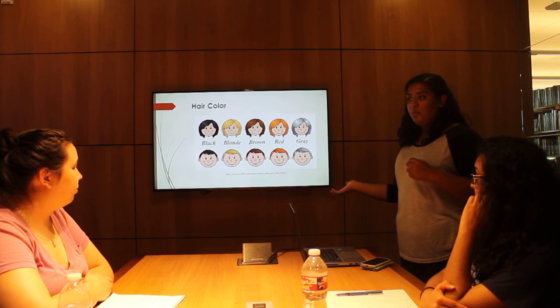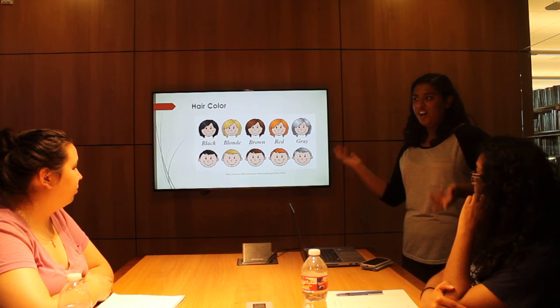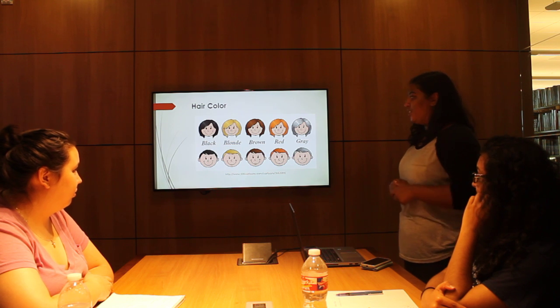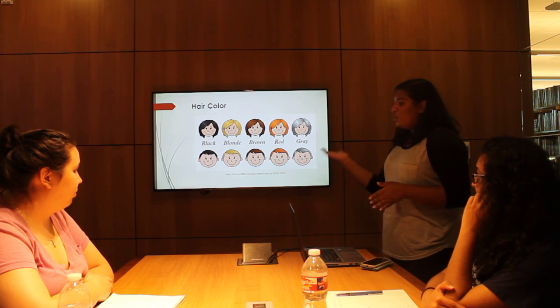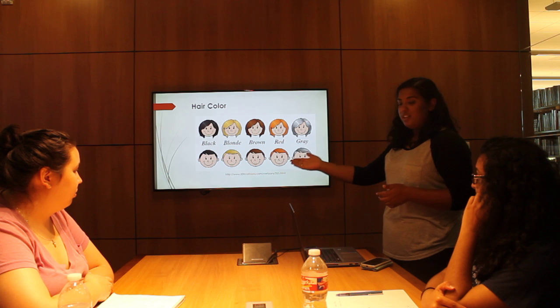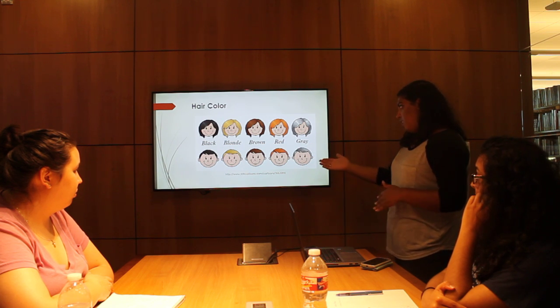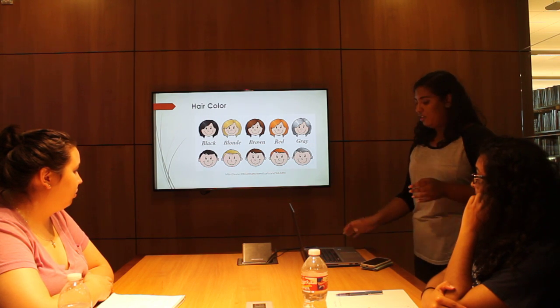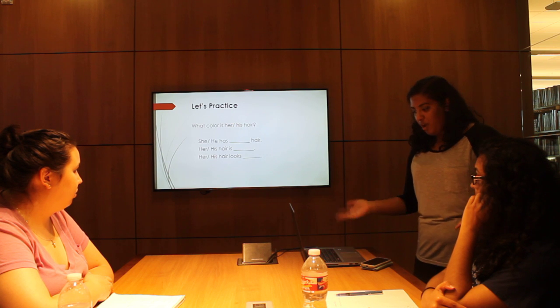These are the more common ones, but of course you guys know you can dye your hair and get all sorts of crazy different colors. So the normal ones you see most often are black, blonde, brown, red, and gray, or you could say silver even. So now we're going to practice again.